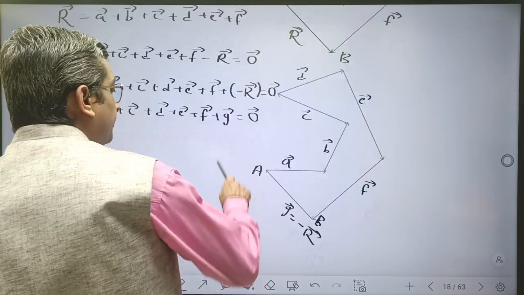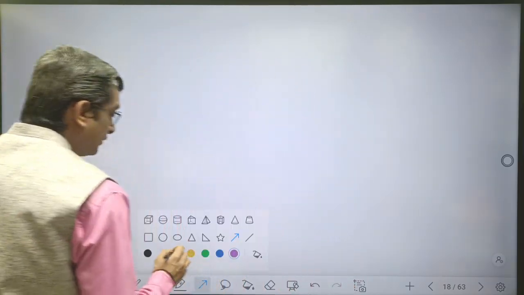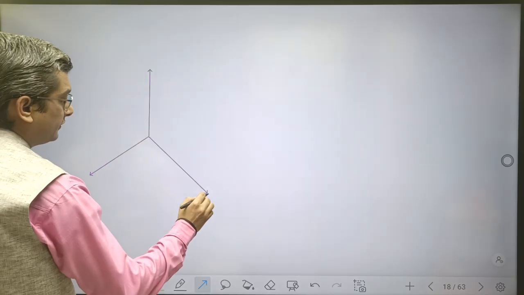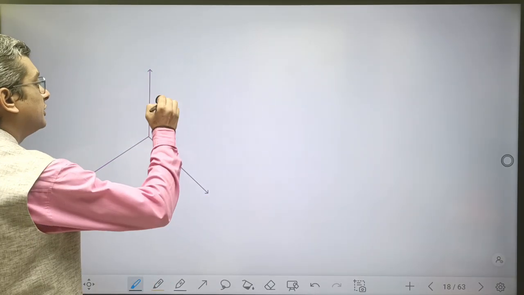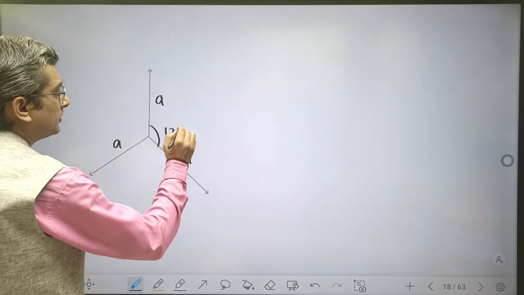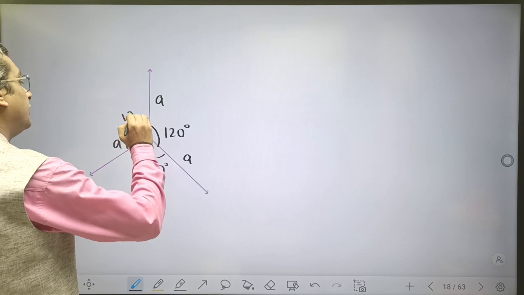But one more important thing in the polygon law is a special case. Now suppose you have three vectors, observe the pattern. Suppose you have three vectors having the same magnitude A, and the angle between them is the same, that is 120 degrees, 120 degrees, 120 degrees.